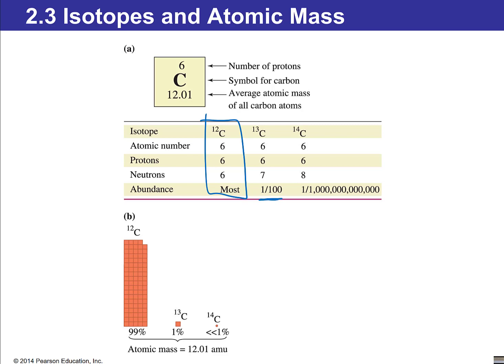They're not all found in the exact same amount in the environment. There are some that are found just a few, some that are much more abundant. And this is why the atomic mass is really an average. It's an average based on the abundance of the different isotopes in the environment.